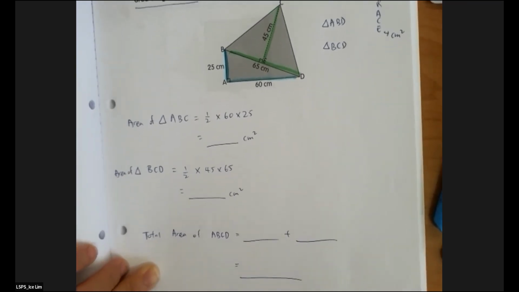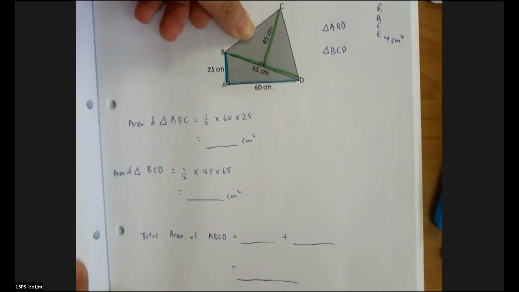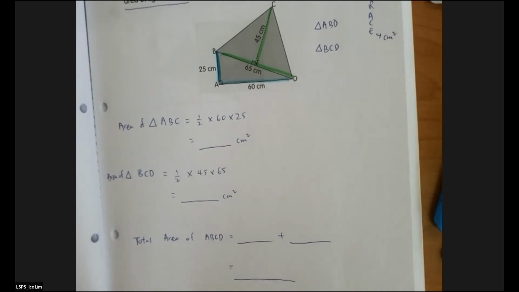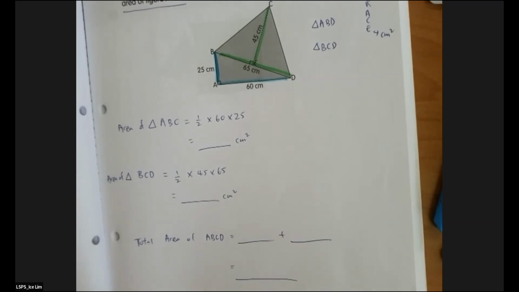Who doesn't understand? Good. Can you understand? One is the blue triangle, one is the green triangle. I find these two areas, put them together. Which method am I using? Gerald, which method am I using? 1, 2, or 3? Rahul says 2. Do you agree? Thank you. That's good. Okay, can you understand?